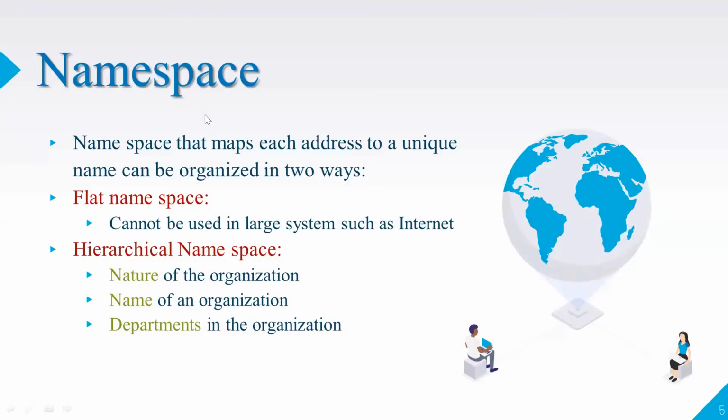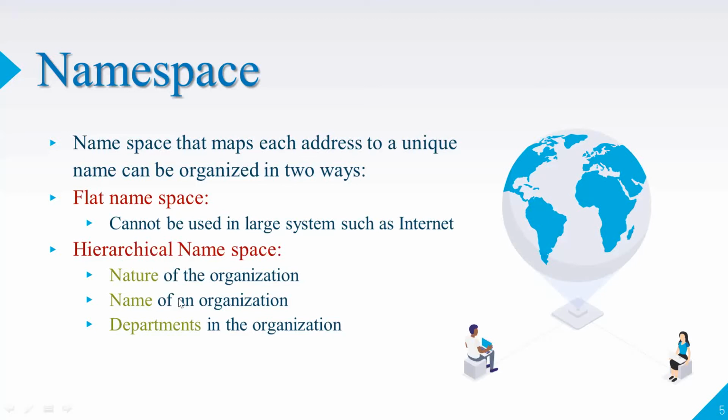Next is namespace. Whatever name is assigned to a machine, it should be unique. The namespace that maps each address to a unique name can be organized in two ways: a flat namespace and a hierarchical namespace. A flat namespace is simply names assigned to addresses. Here, a name comprises a sequence of characters simply assigned to an address. But the major drawback of the flat namespace is that it cannot be used in a large system such as the internet. The hierarchical namespace provides the solution to this drawback.